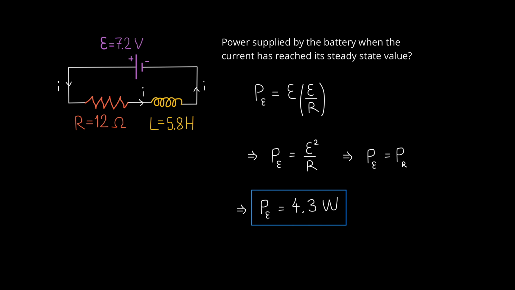Does it make sense? Yes, because at this moment, the current has reached its final value. And the inductor is no longer storing any more energy. It has stored the maximum energy it can. All the power supplied by the battery is going to the resistor and it gets dissipated by the resistor.